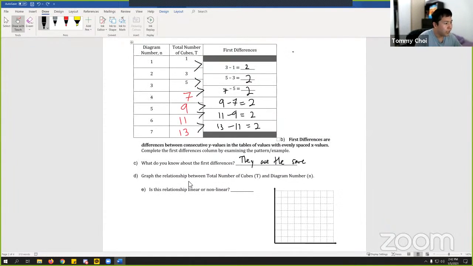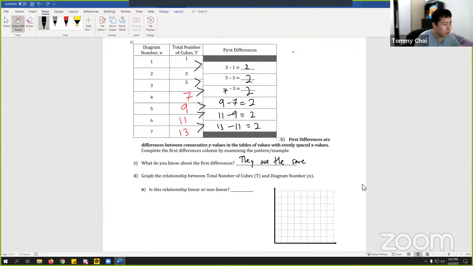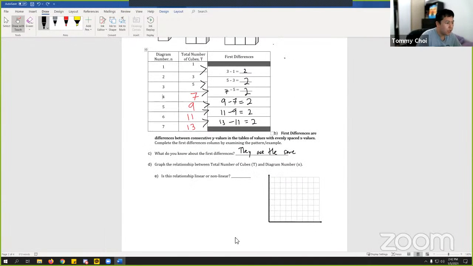Okay. So let's graph the relationship. Is it linear or nonlinear? So if we were to graph the total number of cubes and the diagram number here, let's zoom out a little bit. So diagram number is x. So I'm going to put that diagram number here, and we'll call that n. On this side, it's total number of cubes, which is t.